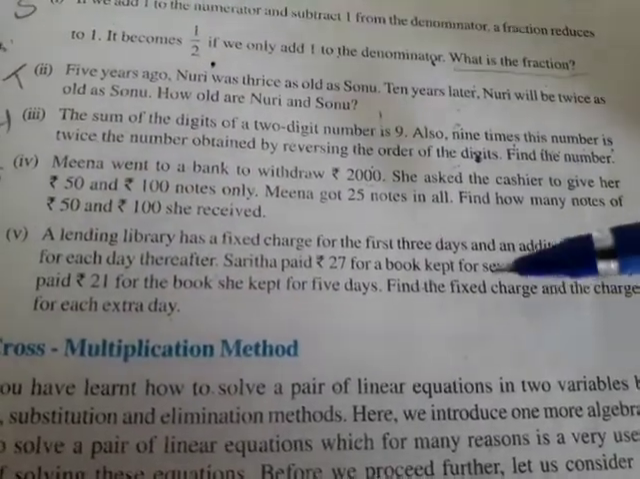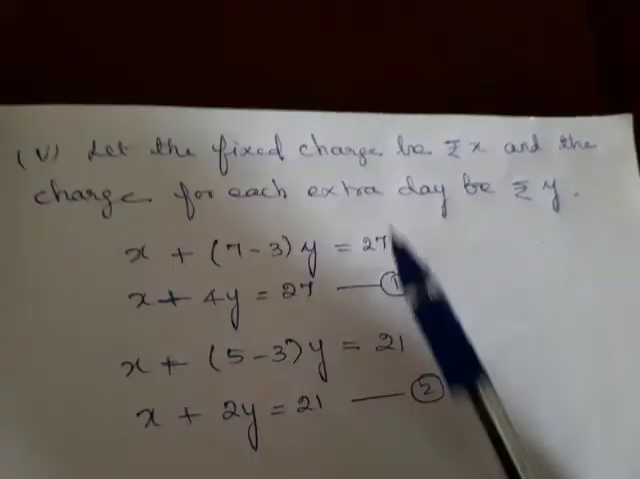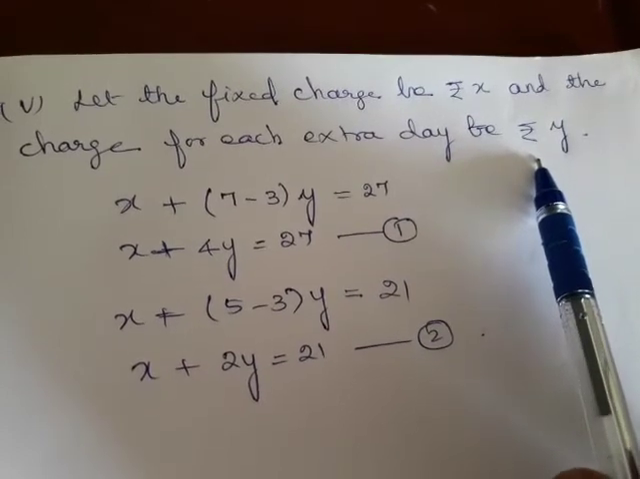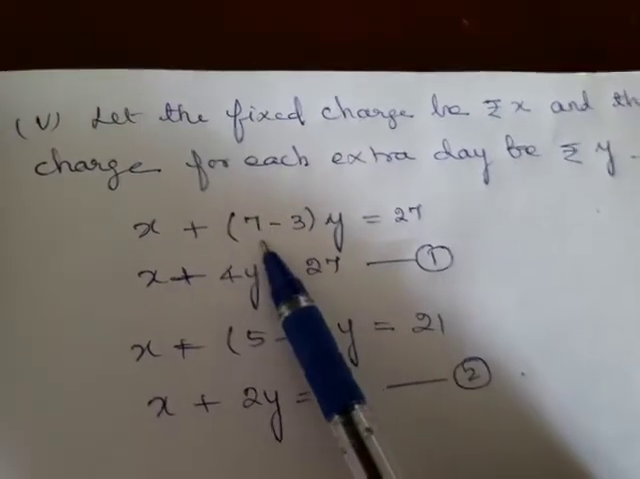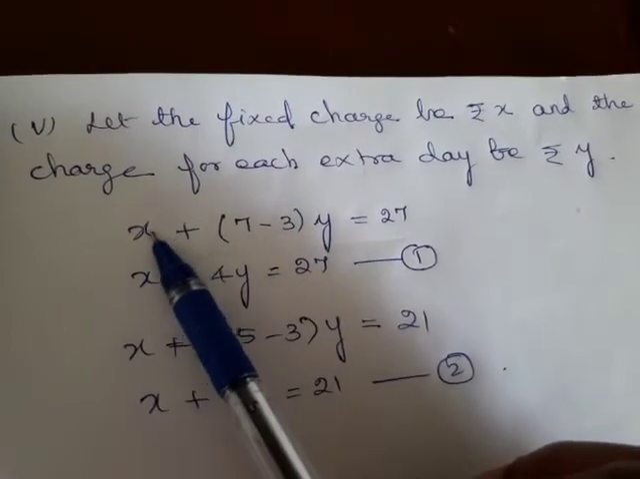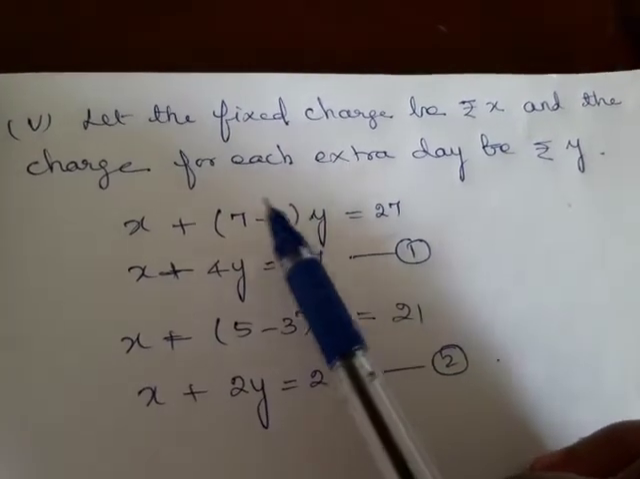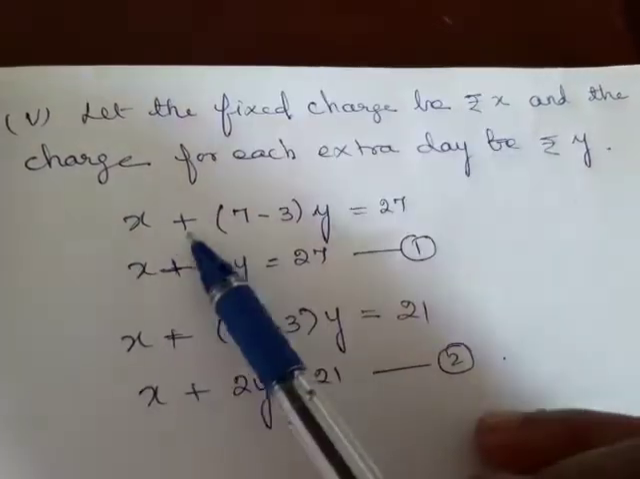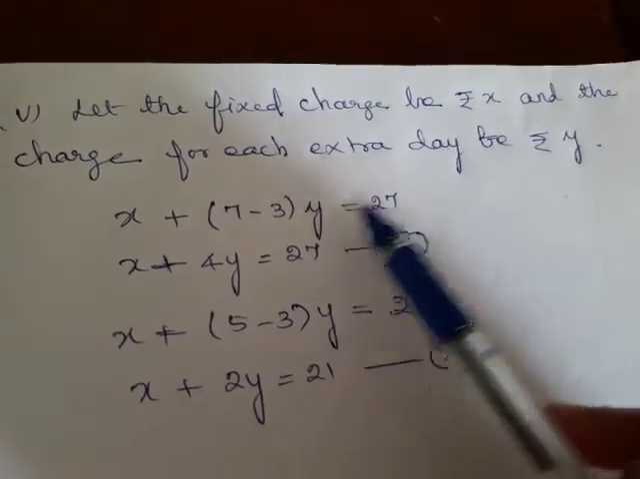So our assumption will be: let x be the fixed charge and y be the charge for each extra day. So let the fixed charge be rupees x and the charge for each extra day be rupees y. Now how will you make your equation? Sarita paid 27 rupees for how many days? 7 days. So now a fixed charge for 3 days, right? Plus 7 minus 3. Why are we subtracting this 3? Because for 3 days she paid x rupees. That is the fixed charge. So remove that 3 from 7. For that many days she paid another charge y to get your 27.